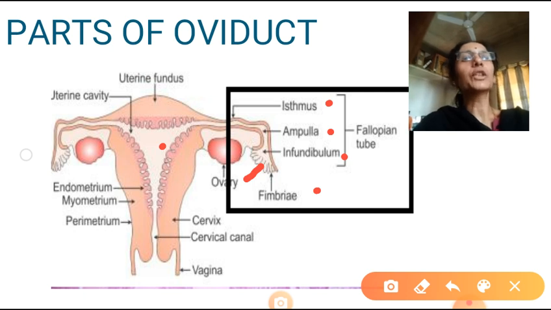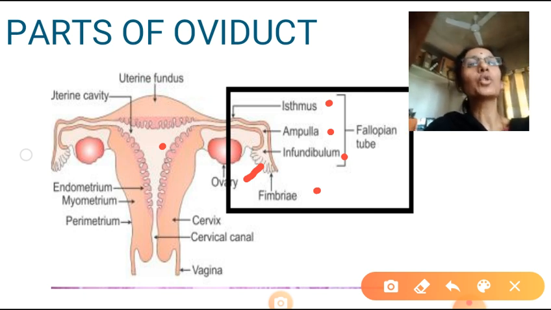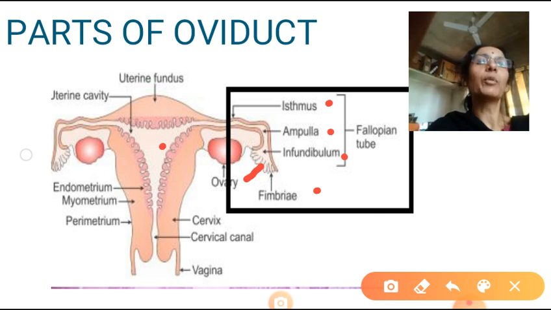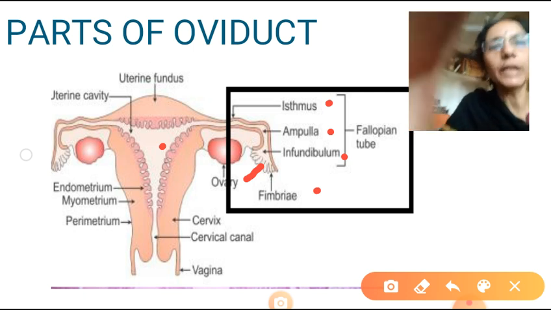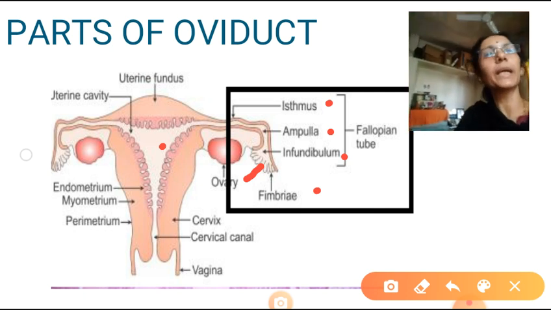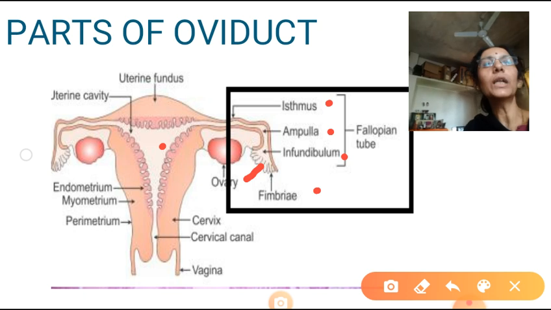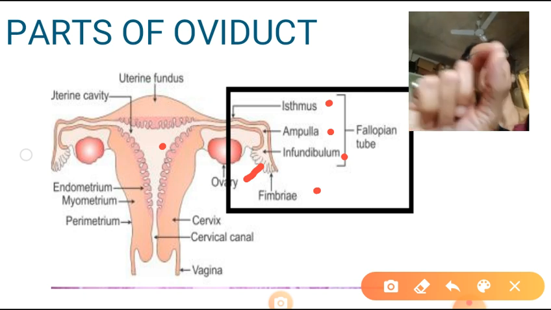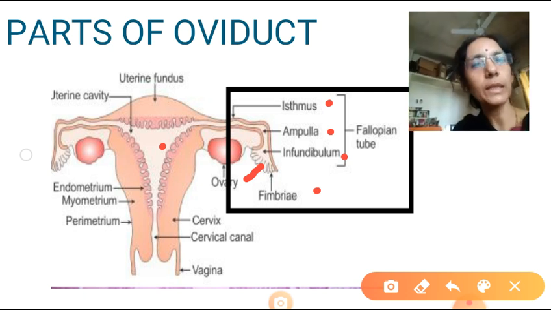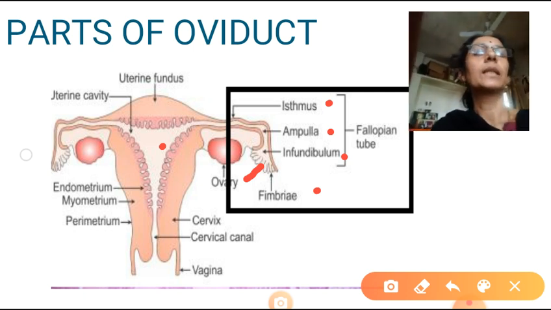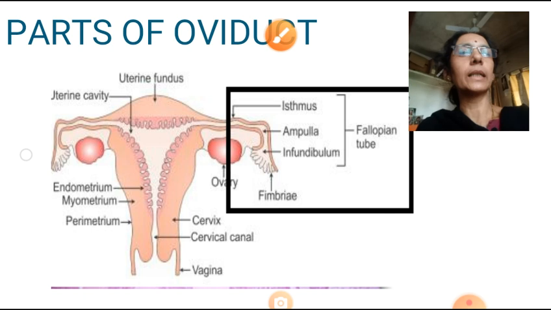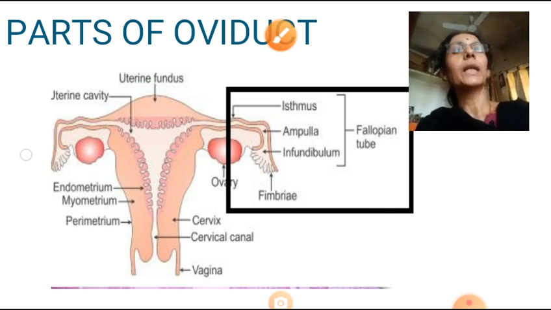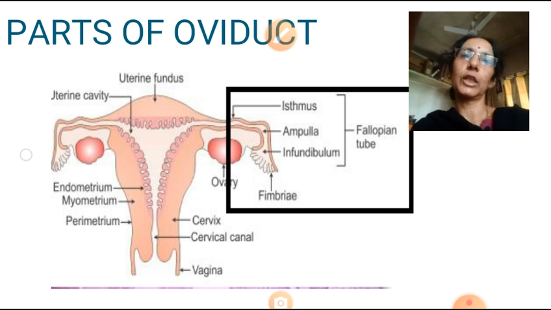Clear? So the part of the fallopian tube very close to the ovary is called the infundibulum. It has finger-like projections called fimbriae. What is the function of fimbriae? They guide the ovum into the oviduct. The infundibulum is funnel shaped. Just above it, a wider region is present called the ampulla. It enters into a narrow tube called the isthmus, which joins with the uterus. Normally, fertilization occurs at the junction between the ampulla and isthmus region.